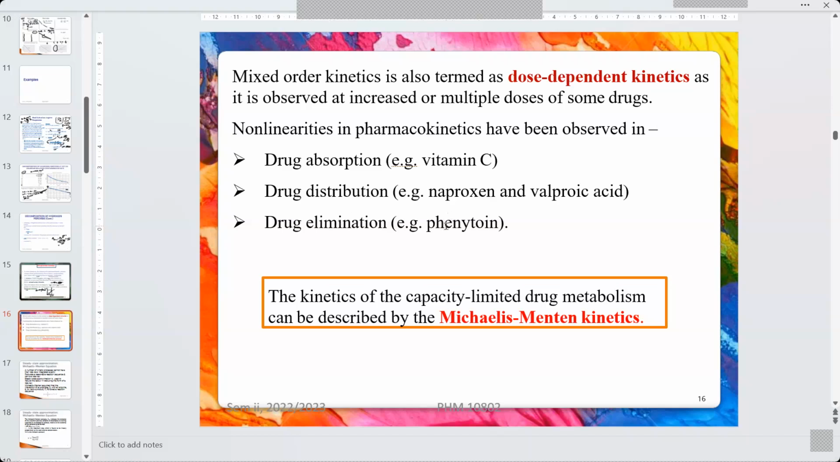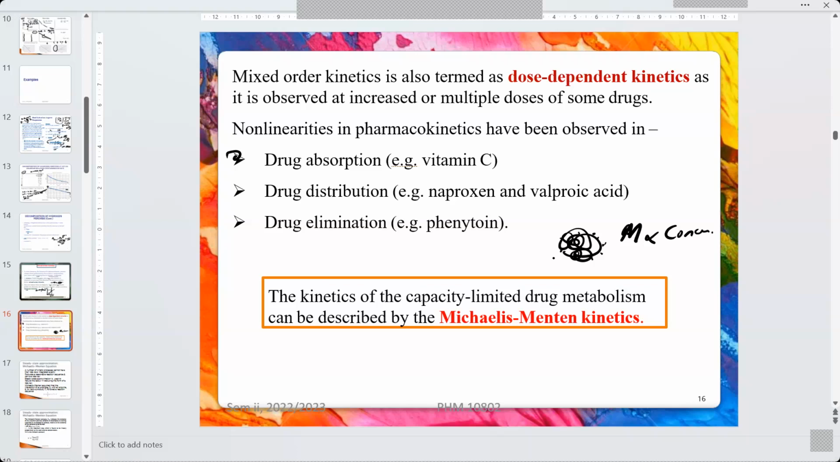Drug elimination, drugs like phenytoin, are metabolized by capacity-limited metabolism. They are metabolized by certain enzymes. These enzymes have binding sites that will bind and react with the drug molecules, and they have a maximum number of binding sites. So if the concentration is below that maximum capacity, it will proceed according to first order, meaning that the metabolism rate, instead of R I will say M, will be proportional to drug concentration, or subsequently proportional to the dose given.